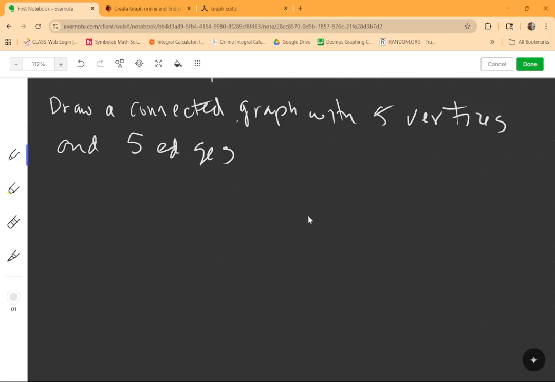Okay, so here we're going to start out with just a little exercise. I want to draw a connected graph with 5 vertices and 5 edges. The goal here is to introduce Euler's formula as it relates to planar graphs. We'll do that with this little activity.